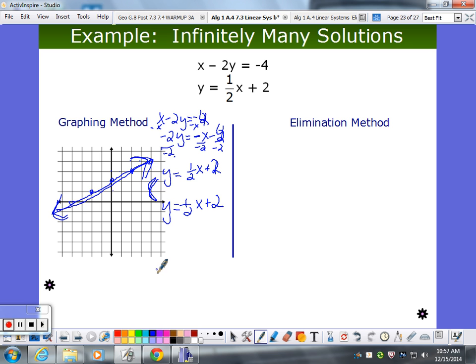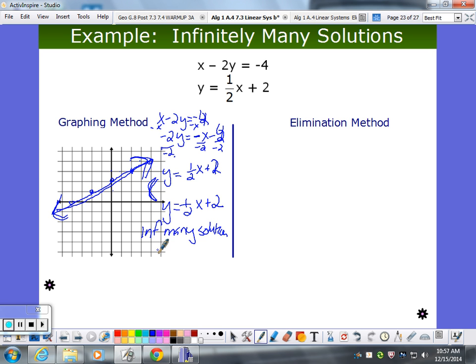Where do the lines intersect? Everywhere. So how many solutions? Infinite. There are infinitely many solutions, and all those solutions live on the line y equals half x plus 2. So it's not all real numbers. Some people make a mistake and they just say, all real numbers.